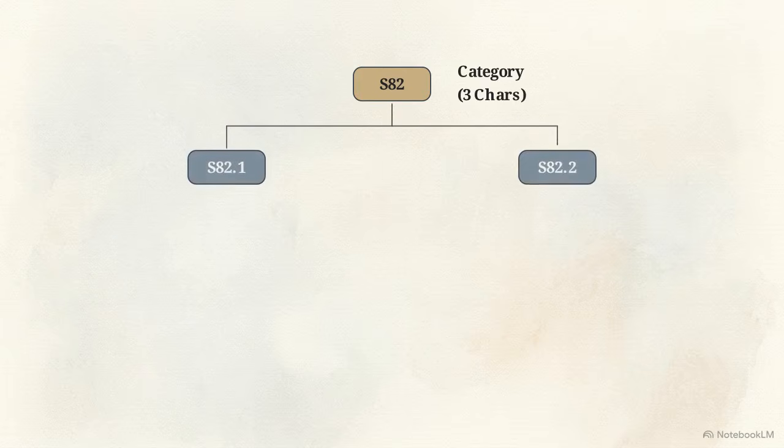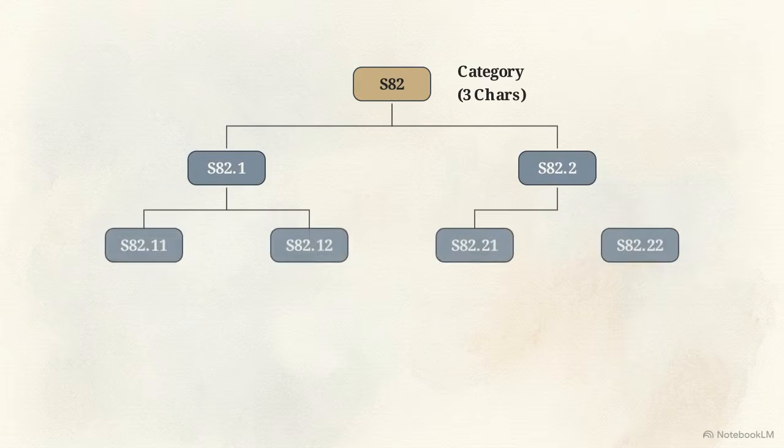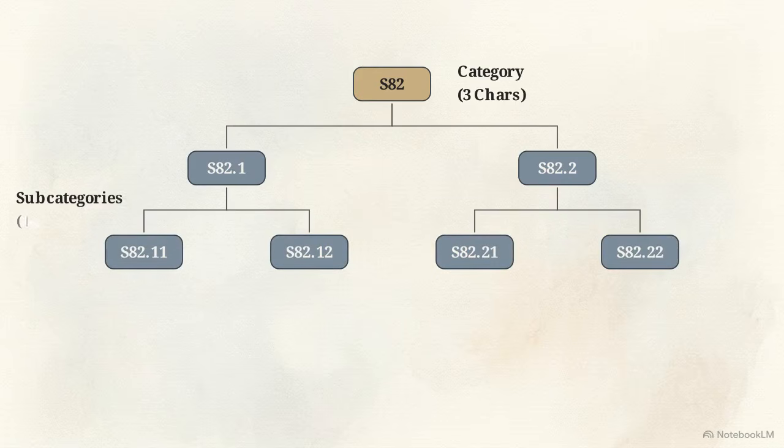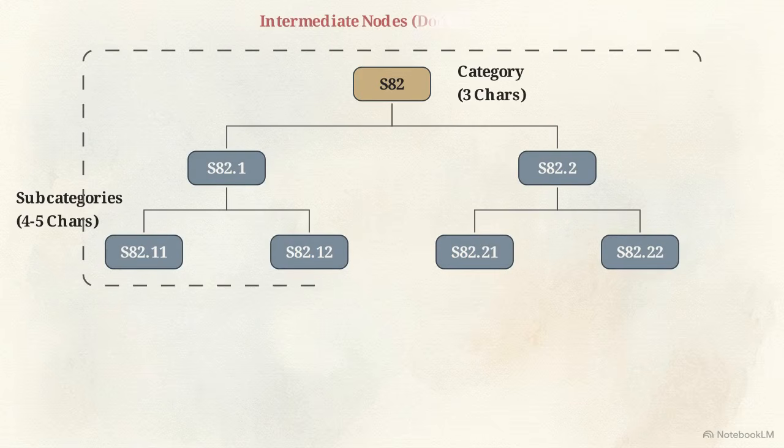Consider this top-down decision tree. At the peak is a 3-character category. This root node provides the base clinical concept, the general family of the disease or injury. From that root, the tree branches downward into 4- and 5-character subcategories. These add layers of necessary clinical detail, isolating anatomical sites or specific manifestations. The reporting rule here is absolute.